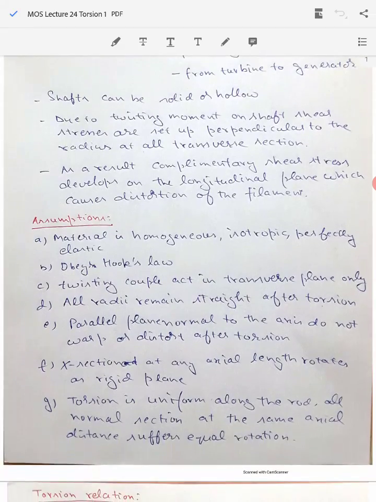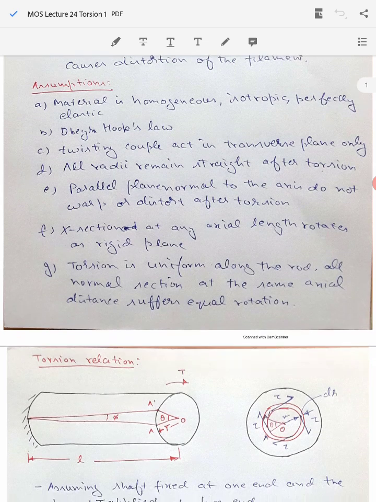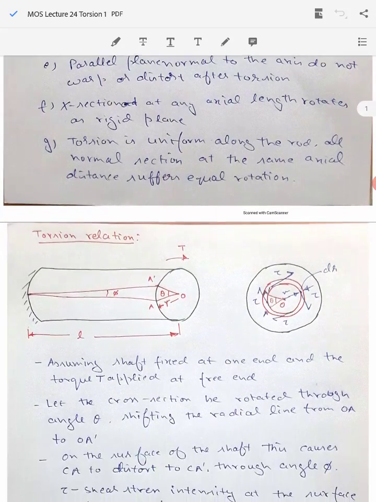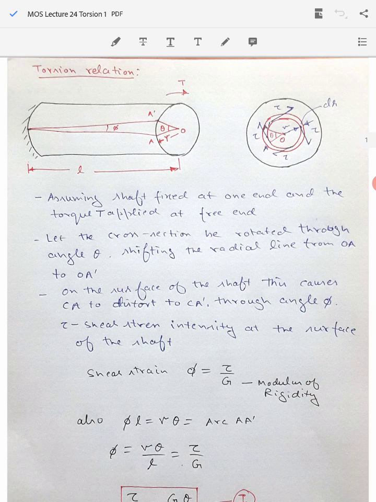Okay, so these are some assumptions. Apart from that, we have the assumption that the torsion is uniform along the rod, and all normal sections at the same axial distance suffer equal rotations. So these are some assumptions that we discussed, and now let's talk about the torsional relation.